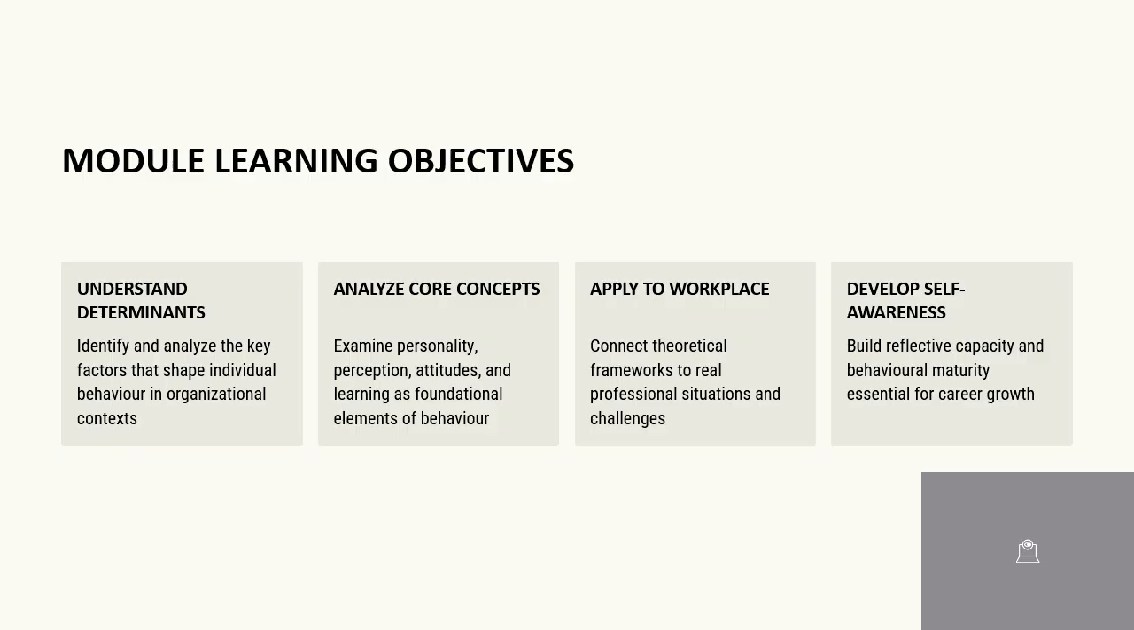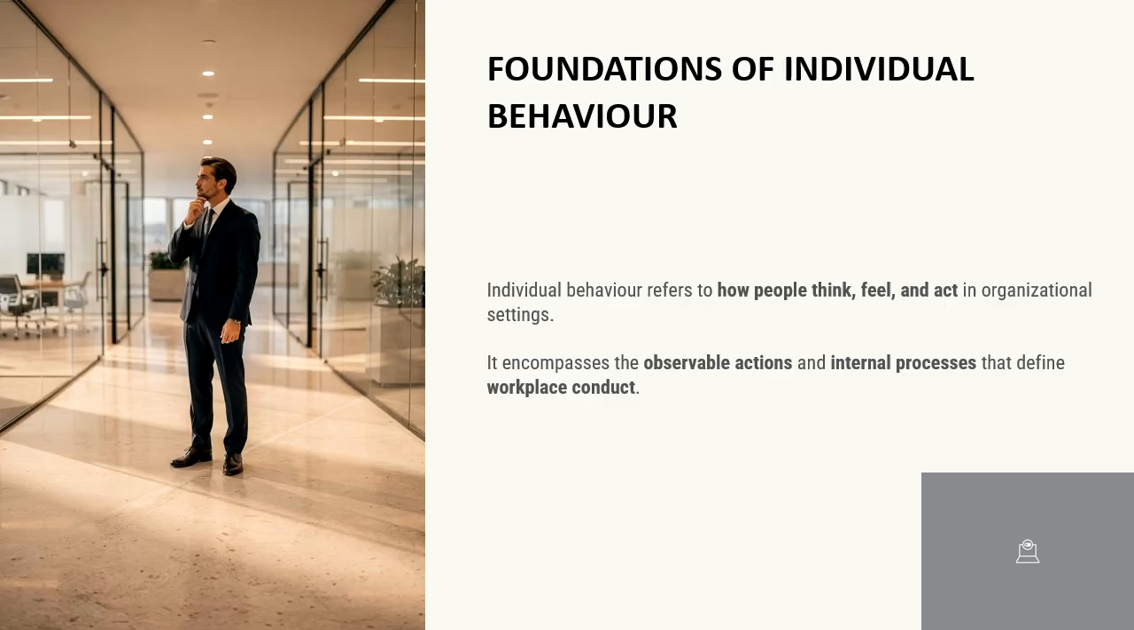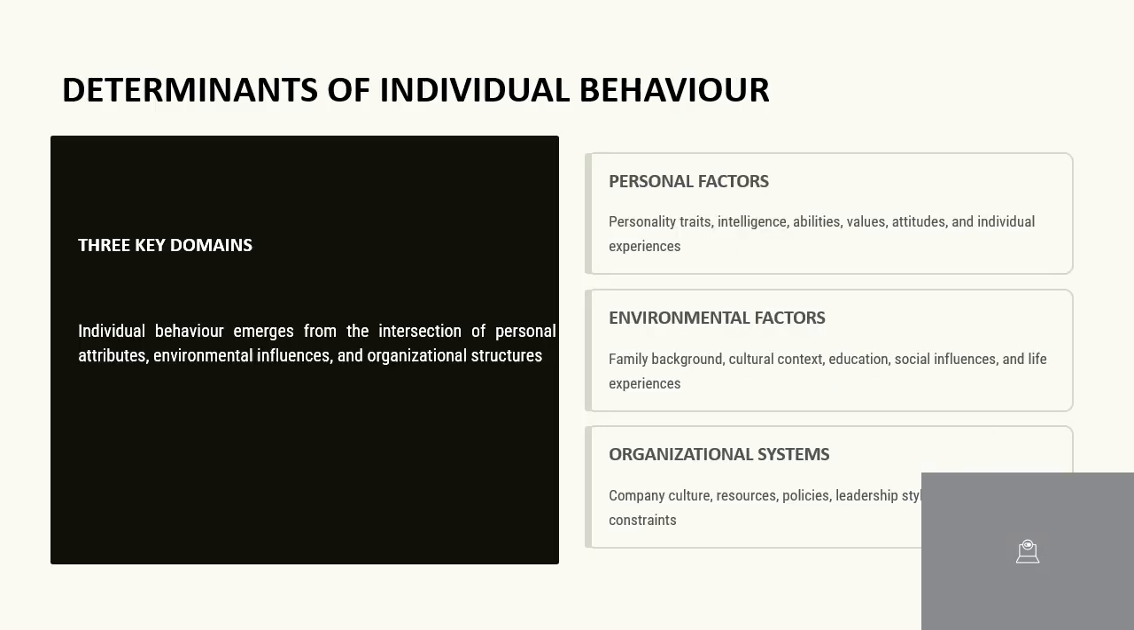So what is individual behavior and why is it important to understand all these determinants? I just have to add to the previous slide that behavior is not just who we are, but the total final behavior is who we are plus where we are. According to the situation, it changes. So it's an interaction between personality and the situation, right? From here, we understand that behavior encompasses the observable actions and internal processes that define workplace conduct.